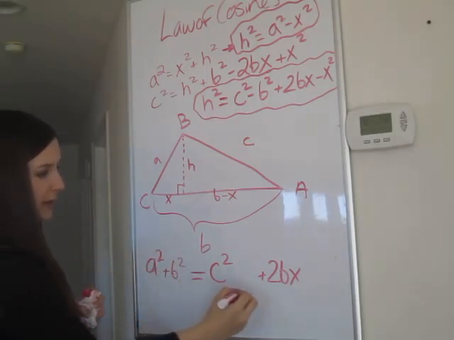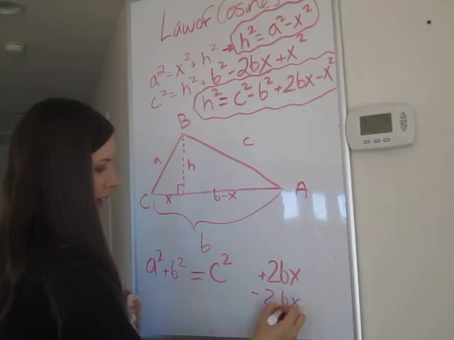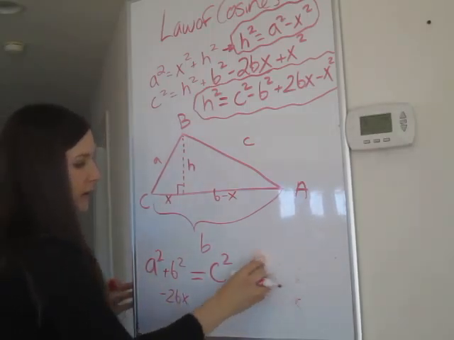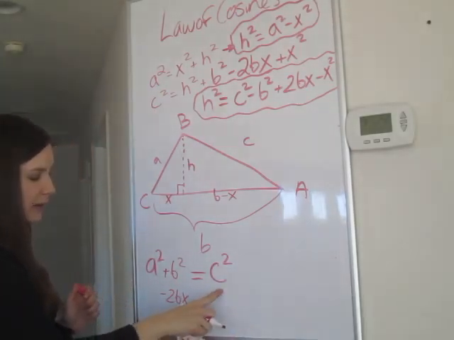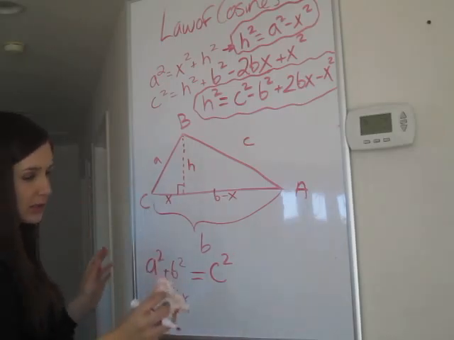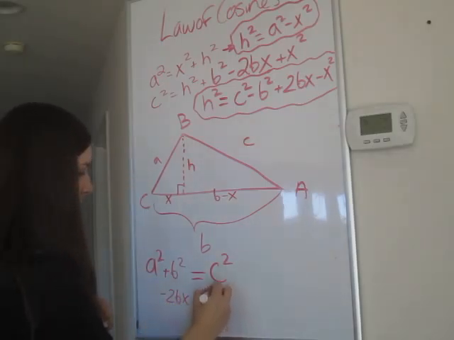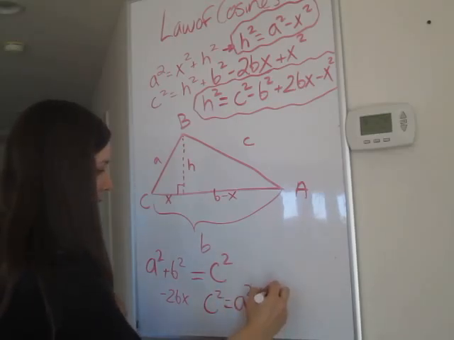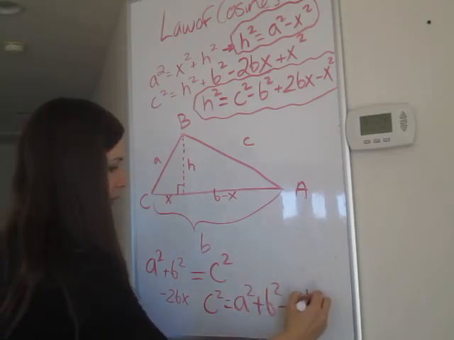Okay, and then I'm going to subtract 2bx over here, subtract 2bx over here. So we get the equation c squared equals a squared plus b squared minus 2bx. I'm going to just erase this and rewrite it this way. So c squared equals a squared plus b squared minus 2bx.